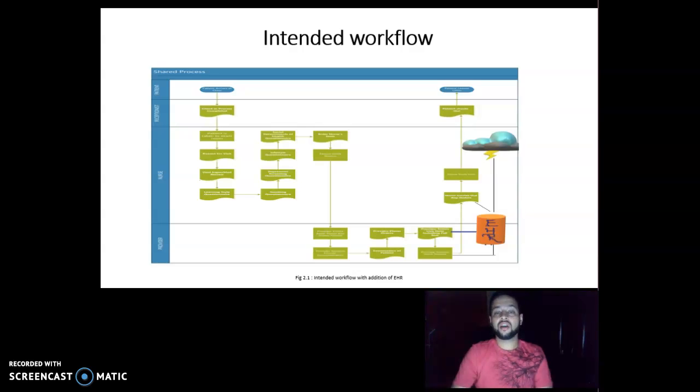Here, as we can see on the intended workflow that I have presented, the overall workflow seems to be the same as we had before. We can tell that the workflow before had a problem with the process and how the data was collected in the clinic.